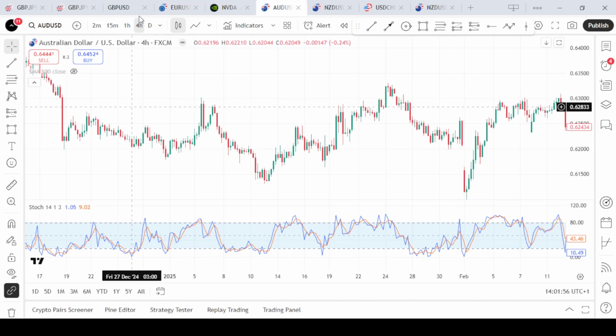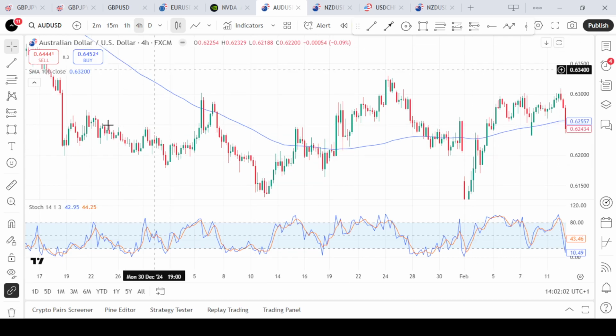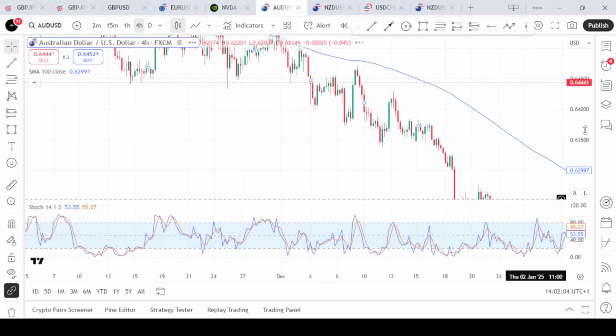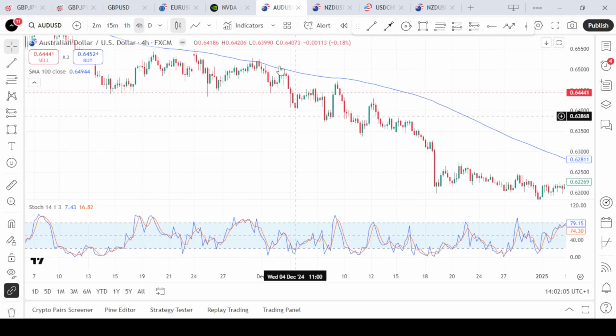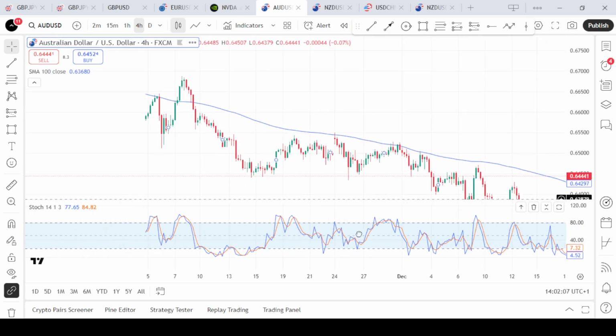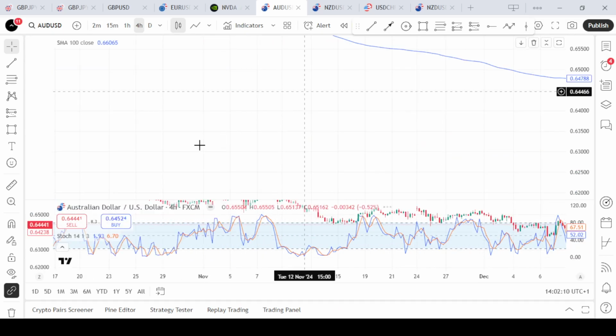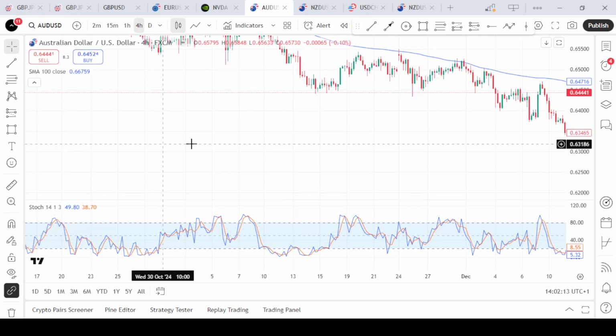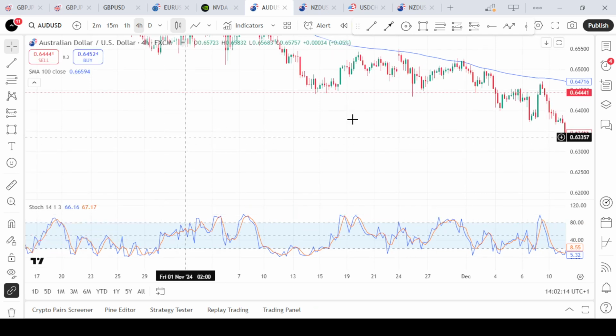You can make use of your moving average to know the direction of the chart, and as you can see, when price is below your 100 moving average, it signals that you're in a bearish trend, but when price is above the moving average, this signals that you are in a bullish trend.